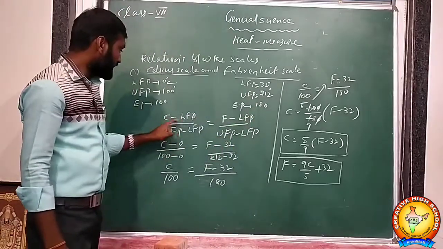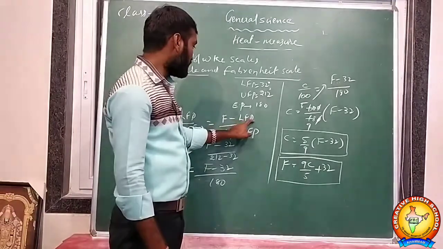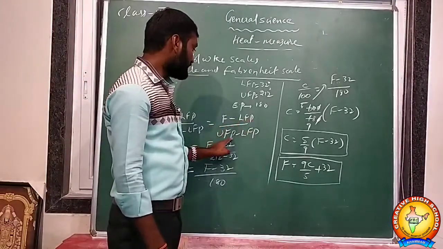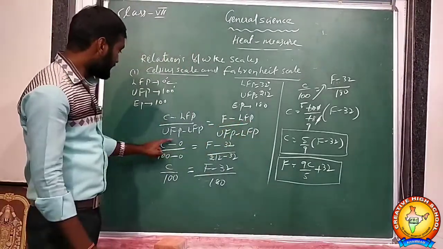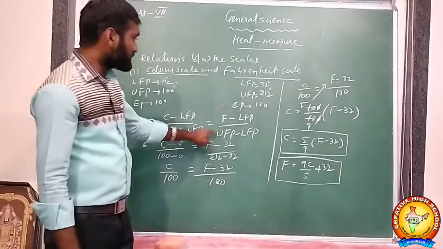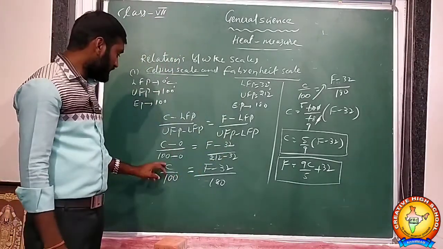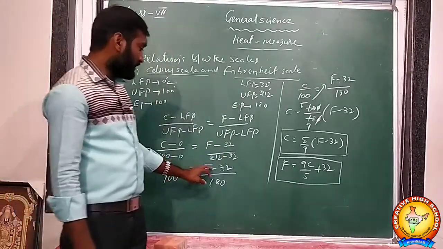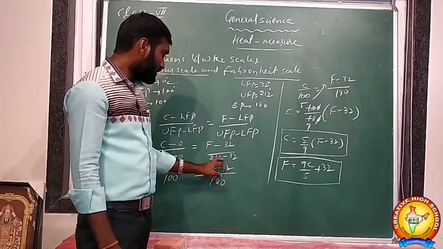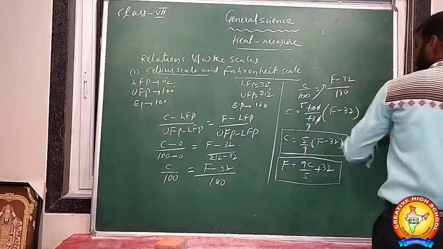(C minus LFP) by (UFP minus LFP) is equal to (F minus LFP) by (UFP minus LFP). So (C minus 0) by (100 minus 0) is equal to (F minus 32) by (212 minus 32). C minus 0 is C, 100 minus 0 is 100, and 212 minus 32 is 180. So C by 100 is equal to (F minus 32) by 180.